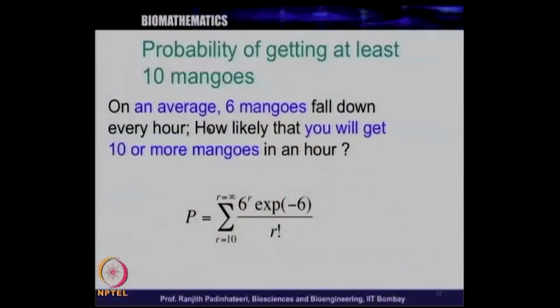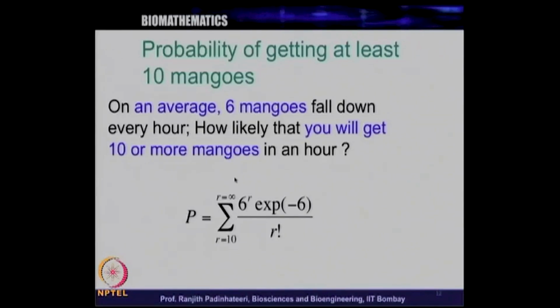So, the probability of getting at least 10 mangoes is given here. If you look at the slide, on an average 6 mangoes fall down every hour. How likely is it that you will get 10 or more mangoes in an hour? It is the sum over all these probabilities that we wrote down previously, sum over r equals 10 to infinity, because you can get as many mangoes as you want, of 6 power r e power minus 6 by r factorial, and you sum over r.